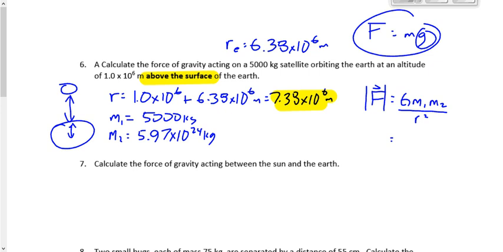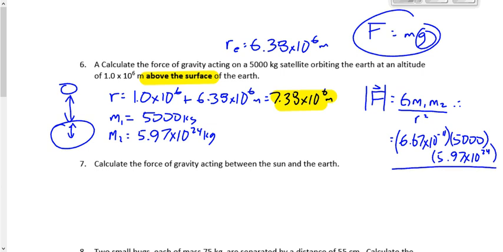On the surface of the Earth, we don't have to go through this process usually because we know that little g is about 9.81 meters per second squared. But if we're a large distance above the surface of the Earth, we don't know that. We don't know that it's 9.81. So we either have to find a little g or we have to use this bigger equation to find the force of gravity. G is 6.67 times 10 to the negative 11. That's the constant. M1 is 5,000 kilograms, and M2 was 5.97 times 10 to the 24 kilograms. We divide that by R squared, which is 1.0 times 10 to the 6 squared.